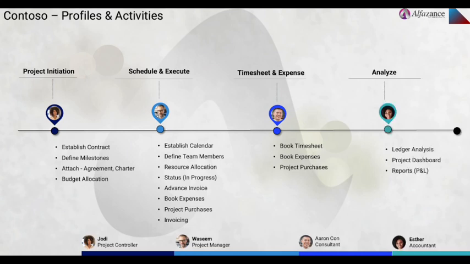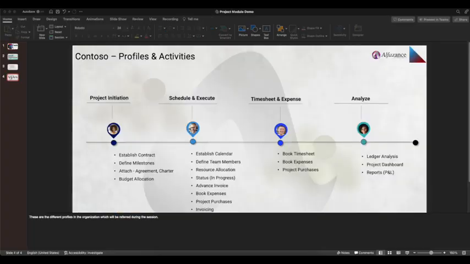Ultimately, we have our accountant, Esther, who will be doing the analysis of the posted ledgers and different vouchers. She'll be referring to the project dashboard just to get a hold of what is happening where. And she'll also be taking different reports and P&L from the system. Let's get started.